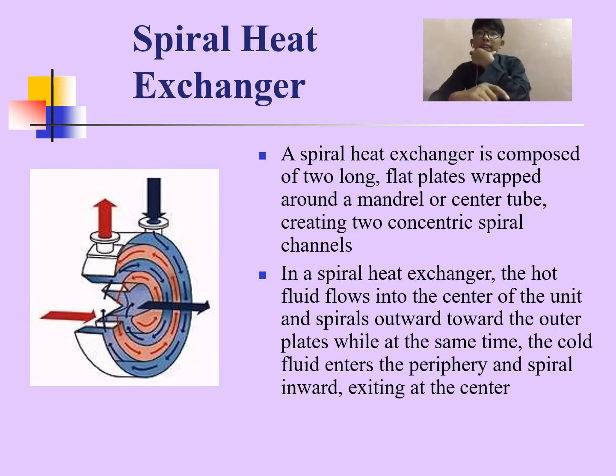And then, a spiral heat exchanger is composed of two long, flat plates wrapped around a mandrel or center tube, creating two concentric spiral channels. The last point of the spiral heat exchanger is that the hot fluid flows into the center of the unit and spirals outward toward the outer plate, while at the same time the cold fluid enters the periphery and spirals inward, exiting at the center.